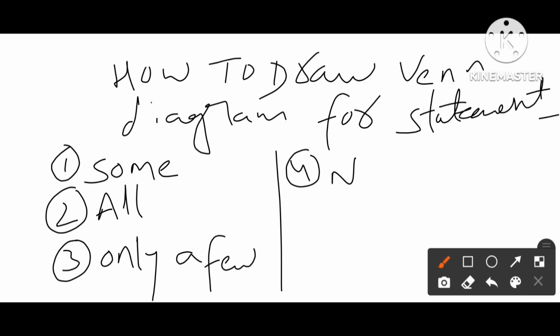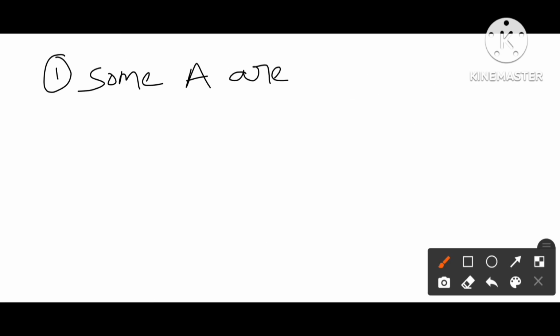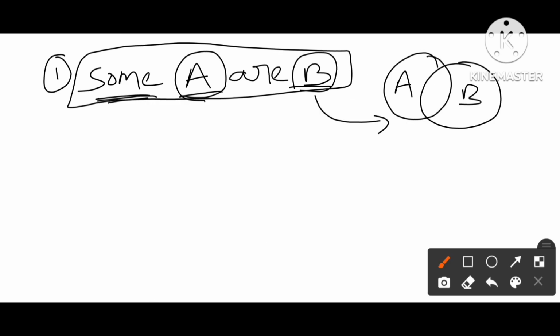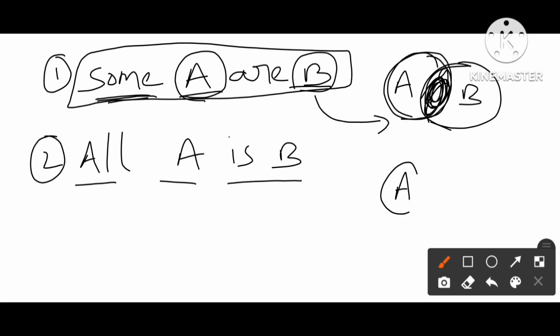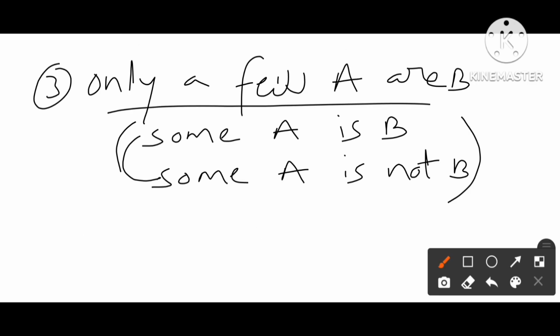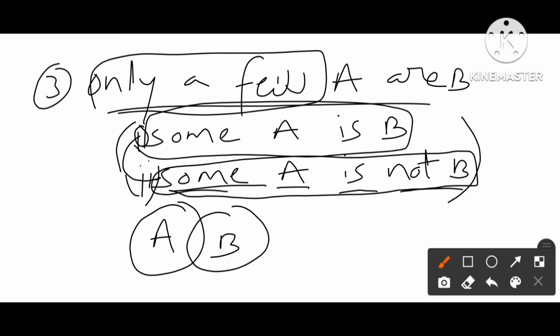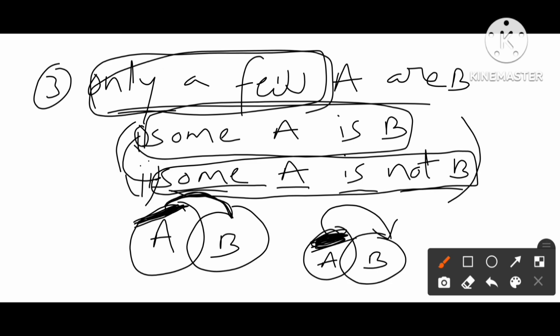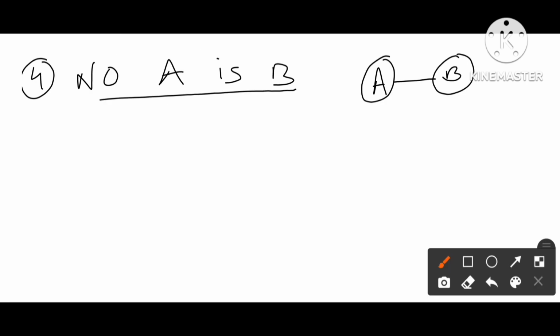This is part 2 of the syllogisms topic. Previously, we have seen the basic concept of syllogisms, and we learned how to draw Venn diagrams for the statements and how to check the conclusions. These are the things we have learned previously.